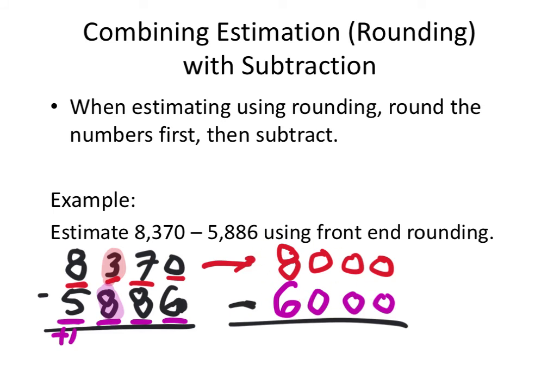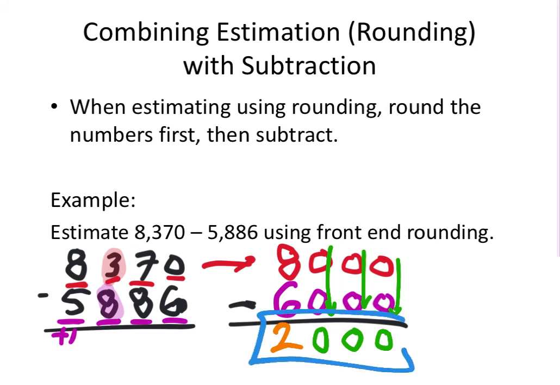What's nice about this is it created lots of zeros for us to subtract. And 0 minus 0 is just 0. That's nice. Same with this, 0 minus 0. 0 minus 0 is still 0. But then 8 minus 6, 8 fingers up, 6 fingers down, boom, 2 fingers up. So our final result after the rounding is 2,000. And that's with front-end rounding.